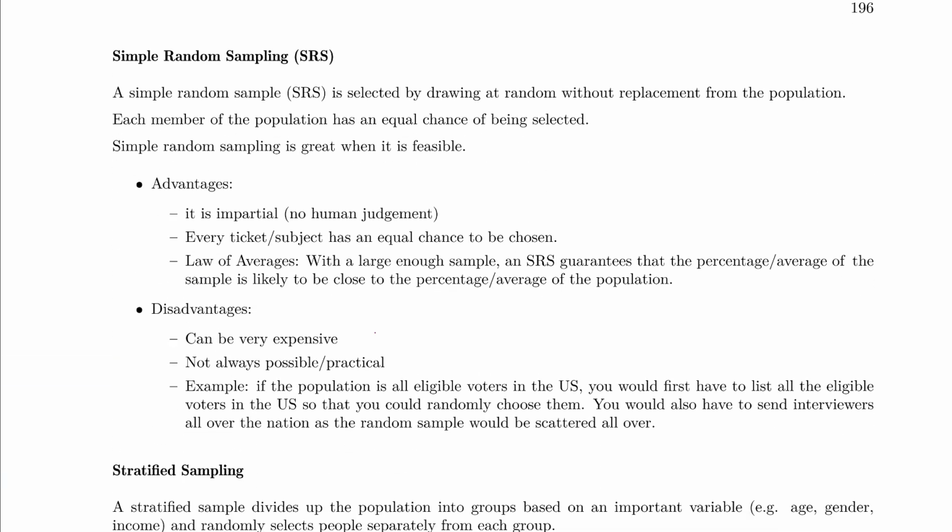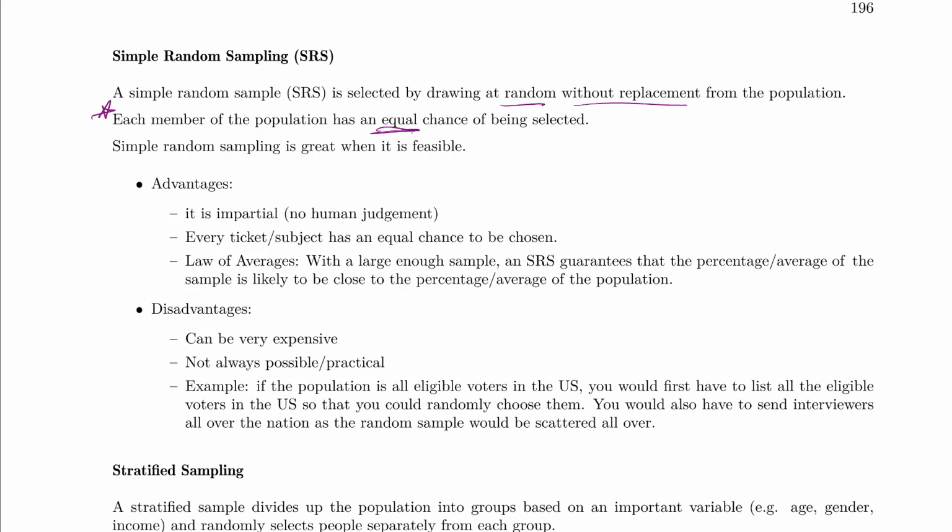One method, the most common because it's the easiest, is a simple random sample. We'll use this so much in our textbook that they call it the SRS. It's selected by drawing at random without replacement from the population. So it needs to be random as well as without replacement. The key part is every member has an equal chance of being selected.